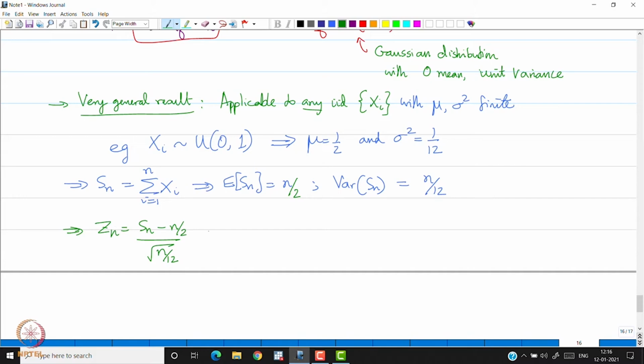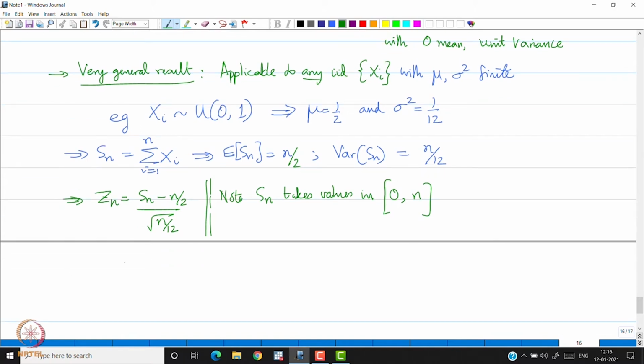So let me write here, what is the spread of Sn and Zn? Sn takes values in, what values does Sn take? It's 0 to n. If you add n IID random variables in 0, 1, the smallest value the sum can take is 0 and the largest value it can take is n. And Zn, it turns out, is symmetric.